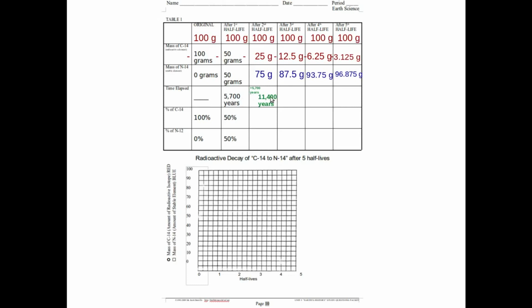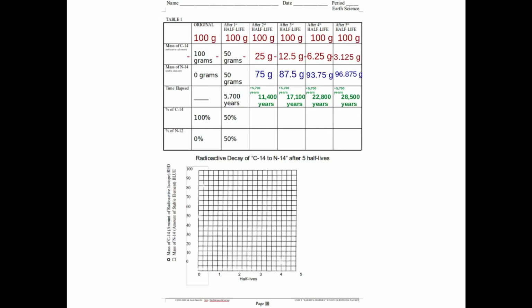If we go ahead and add 5,700 years again, then we'll end up with a new number, 17,100 years. 5,700 years added to 17,100 gives us 22,800 years. And lastly, 5,700 years plus 22,800 years gives us 28,500 years. So each one of these increases in time is equal to the last. We're simply adding 5,700 years.